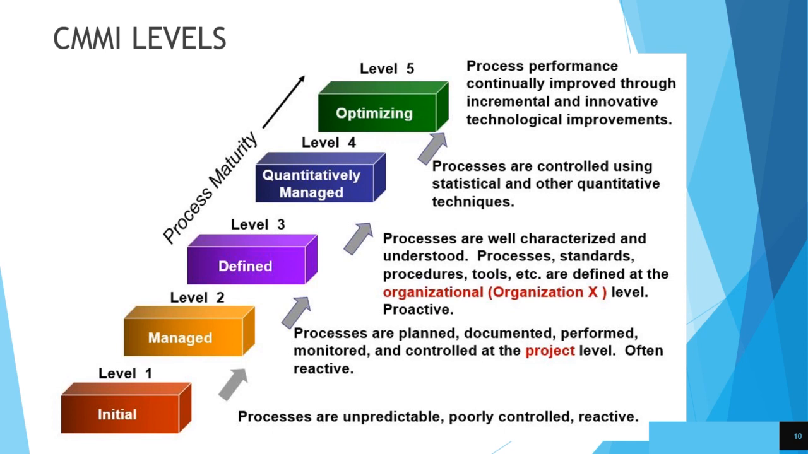Once the organization hits level 4 and level 5, that is quantitatively managed and optimizing, they are considered as high maturity, where they are continuously evolving, adapting, and growing to meet the needs of stakeholders and customers. That is the goal of CMMI, to create reliable environments where products, services, and departments are proactive, efficient, and productive.